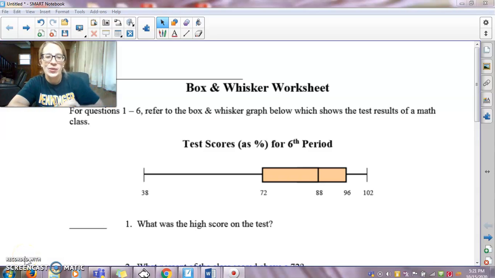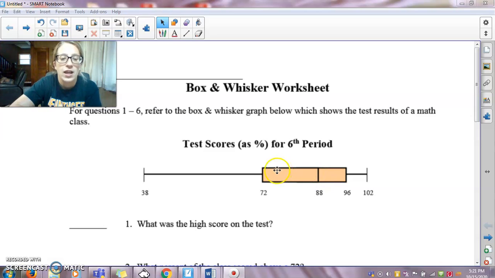Algebra. So this is going to be a recap of your box and whiskers, and your assignment today is actually going to be focused on just reading them. Most times when you take an algebra regents, the box and whisker questions aren't necessarily creating them, but reading them. And the big thing to realize is that these box and whiskers contain the same 5 pieces of data every single time.